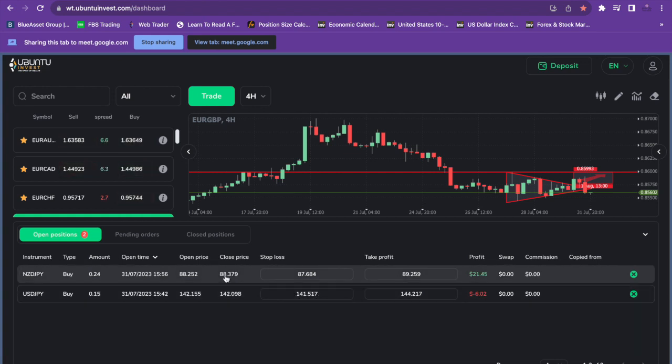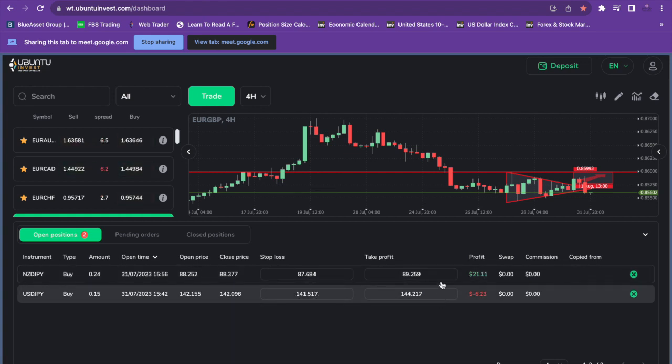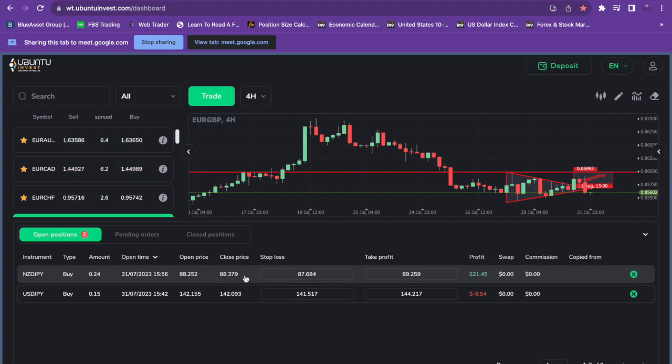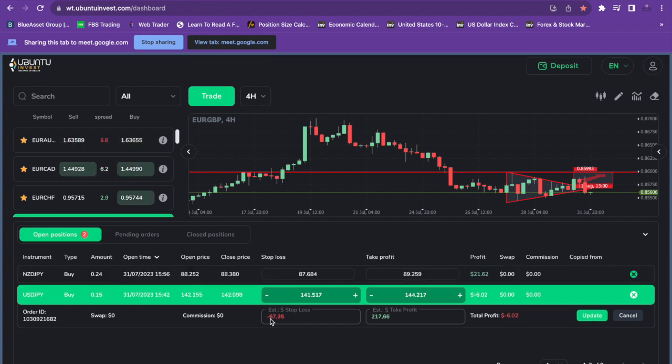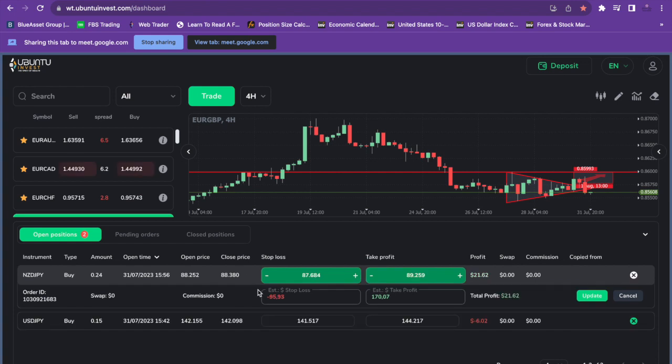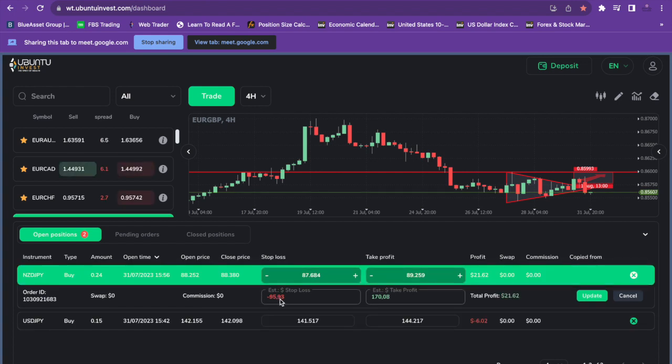Look at this. I'm risking the same amount I'm risking when it comes to my drawdown. Look there. My estimated stop loss is at $95. This one is at 67, because this one I've got at 50 pips and this one I've got over 100 pips. So I'm risking the same amount with every single trade.